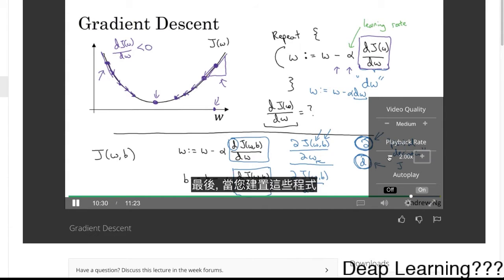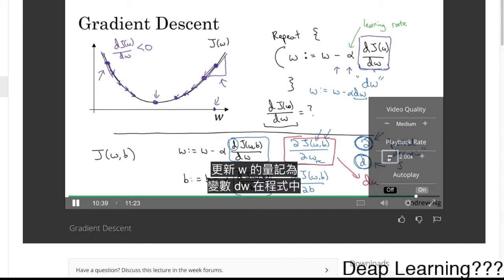Finally, when you implement this in code, we're going to use the convention that this quantity, really the amount by which you update w, will be denoted as the variable dw in your code.